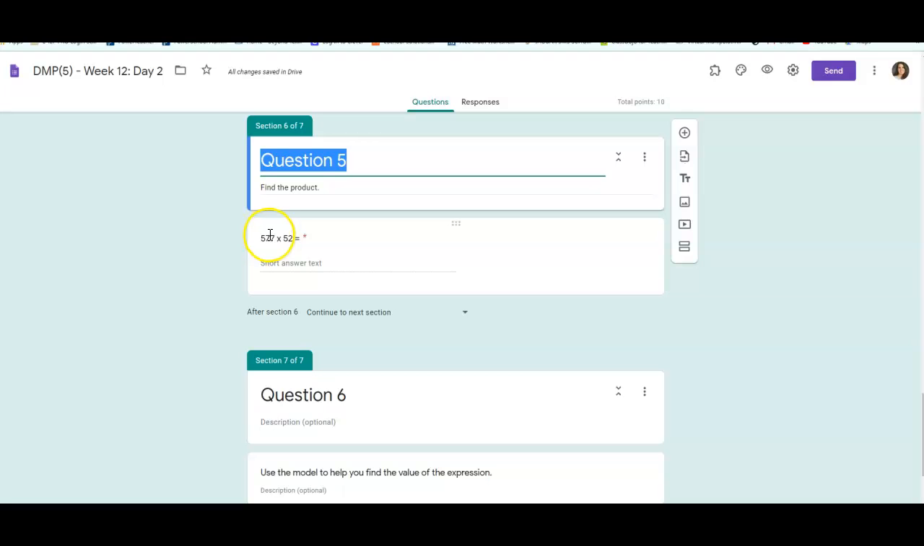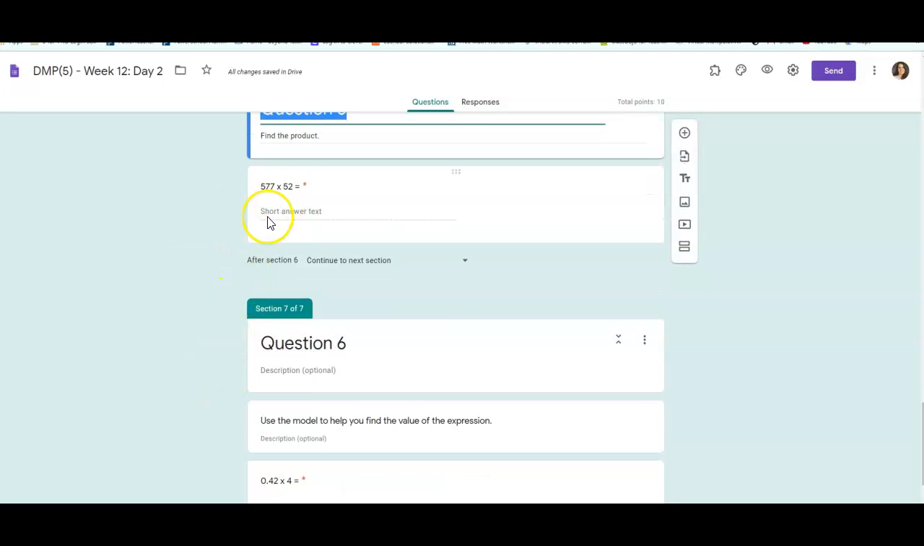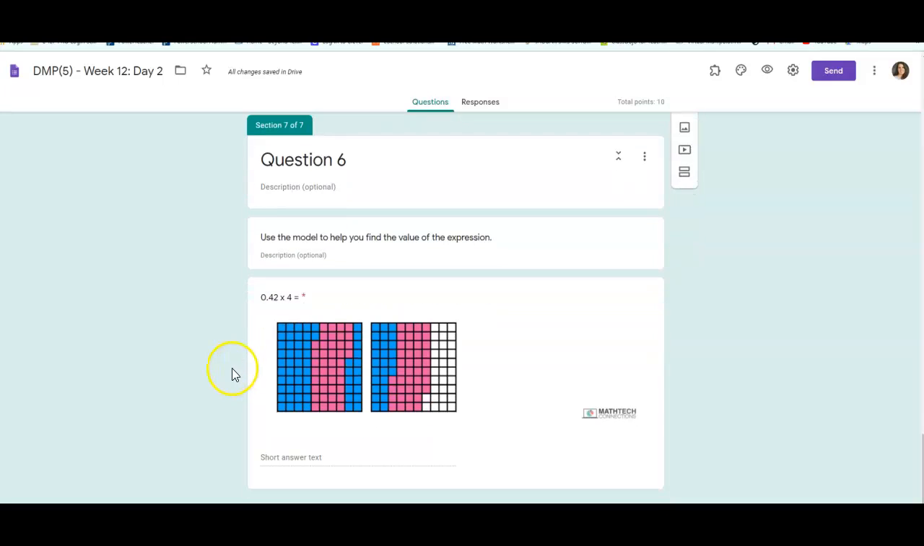Question 5. Standard multiplication, 577 times 52. Don't use a calculator. You can use a multiplication chart, but practice doing those. And last one, use the model to help you find the value of the expression. So if I have 42/100ths times 4, that's my first group of 42/100ths, my second, my third, and my fourth.